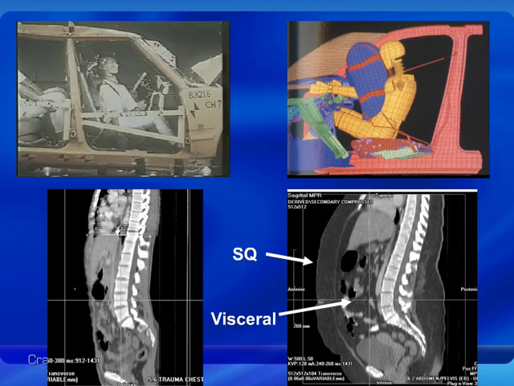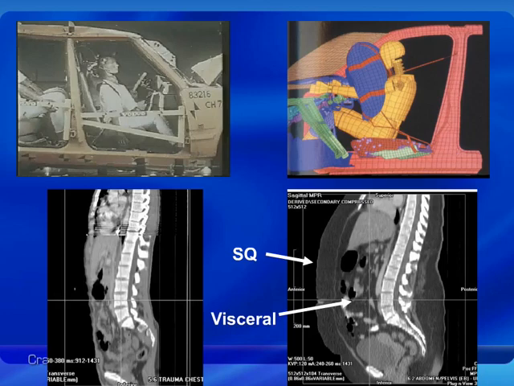On the bottom are two images, one of a thin individual and one of a larger individual. You can see that the spine is about the same size. However, the dark gray represents the fat, and you can see that the person on the right has a substantial amount of fat on the inside. This is the visceral fat, and also a very thick layer of subcutaneous fat covering the entire body.